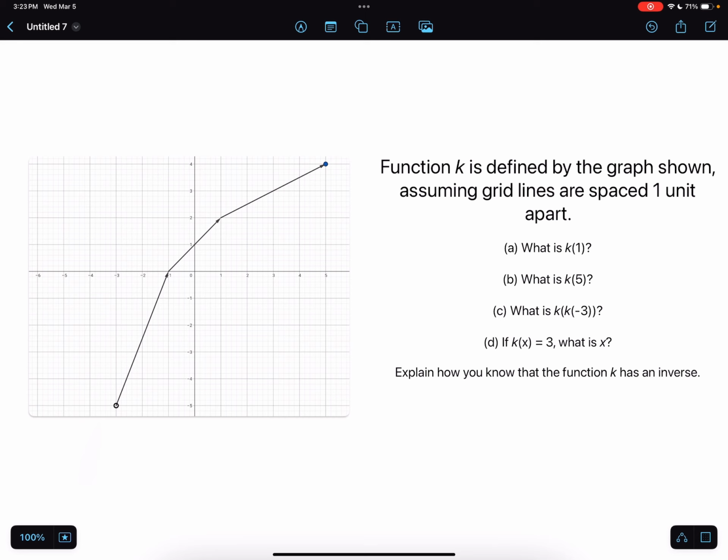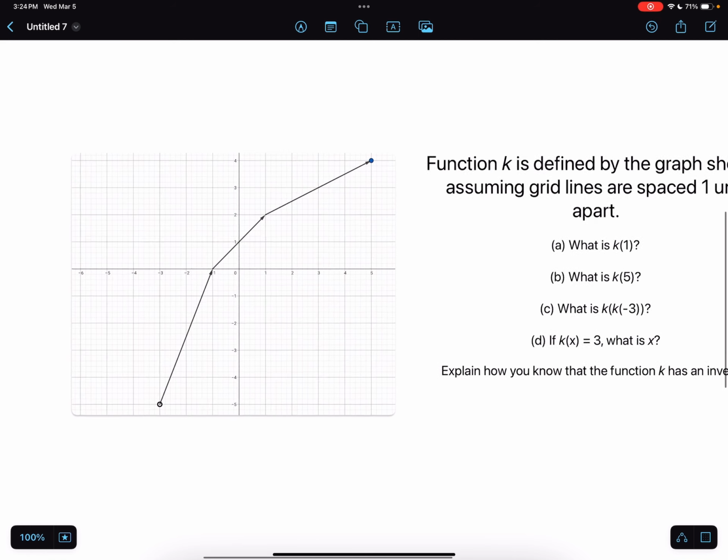So in this video, we're going to be answering some questions on this particular graph using information we can find within the graph. The question states, function k is defined by the graph shown, assuming grid lines are spaced 1 unit apart. The first part asks, what is k of 1? They basically want to know what the output will be when the integer 1 is input to the function k. Nothing complex here.